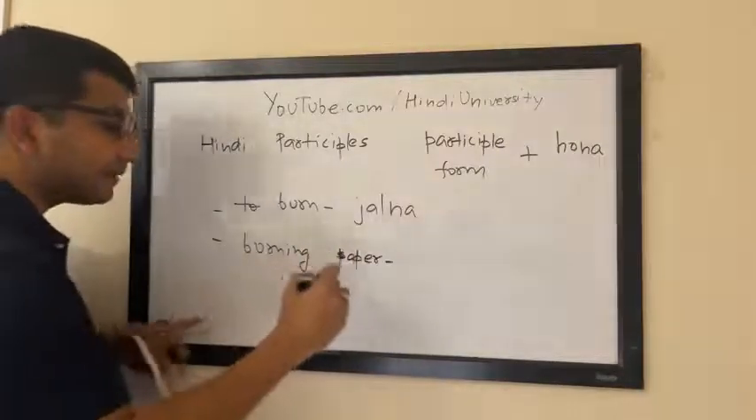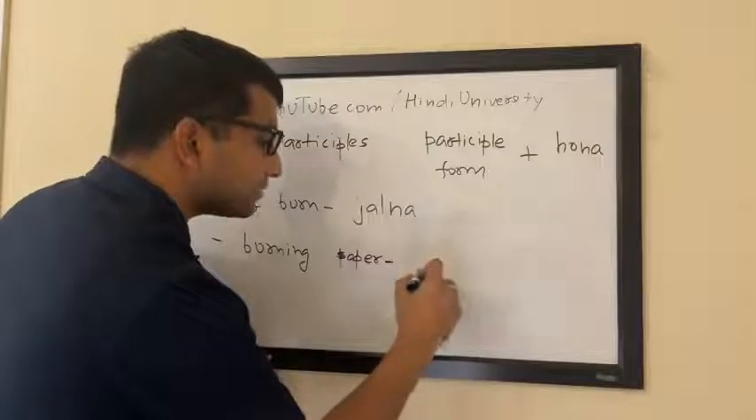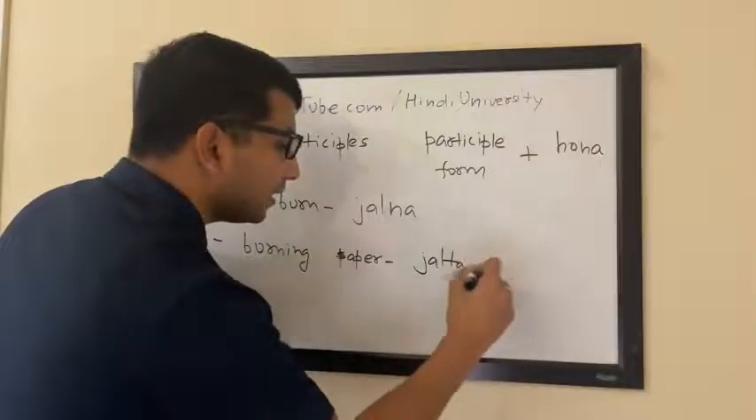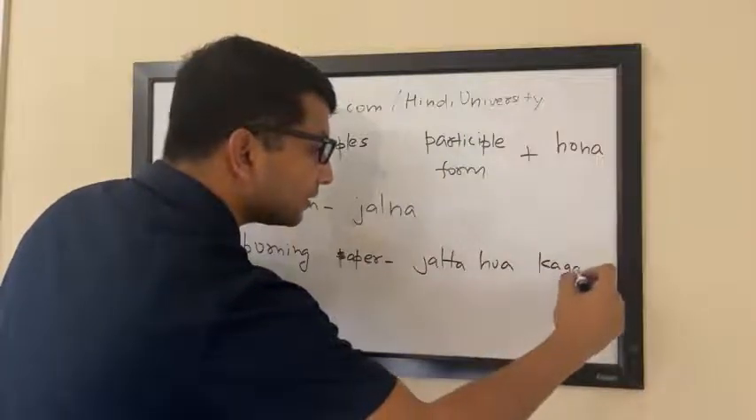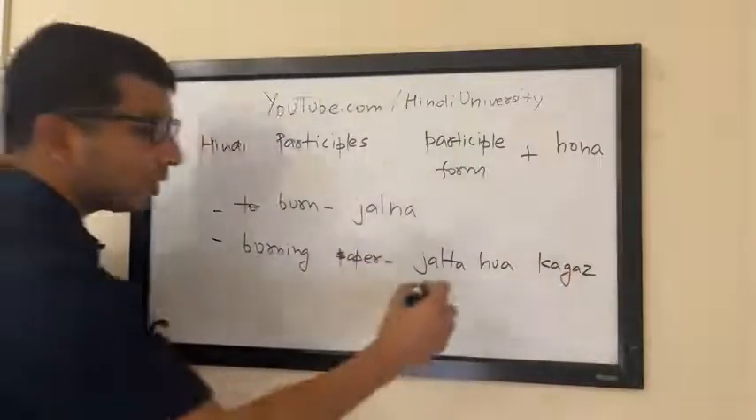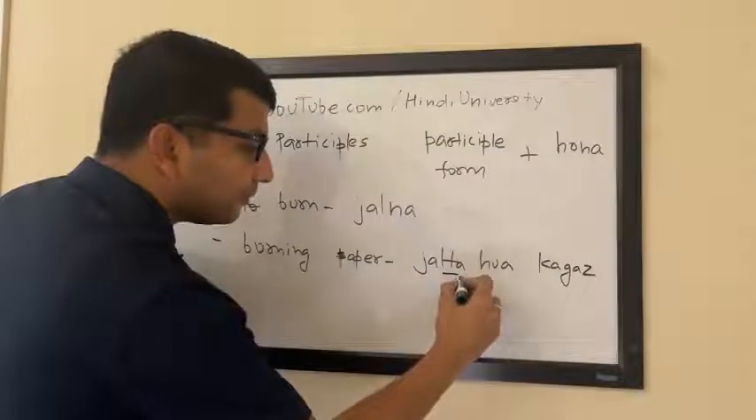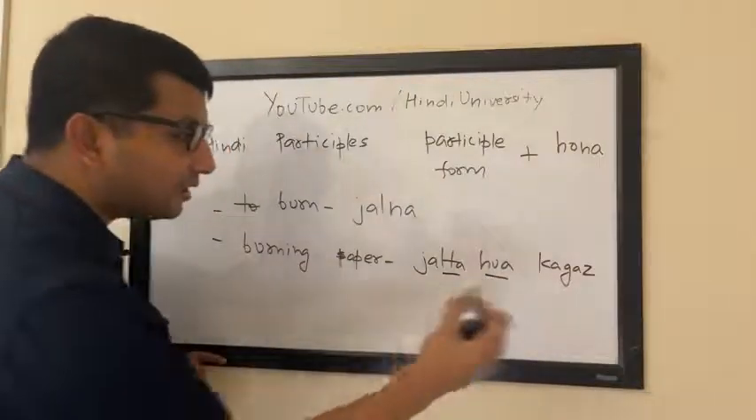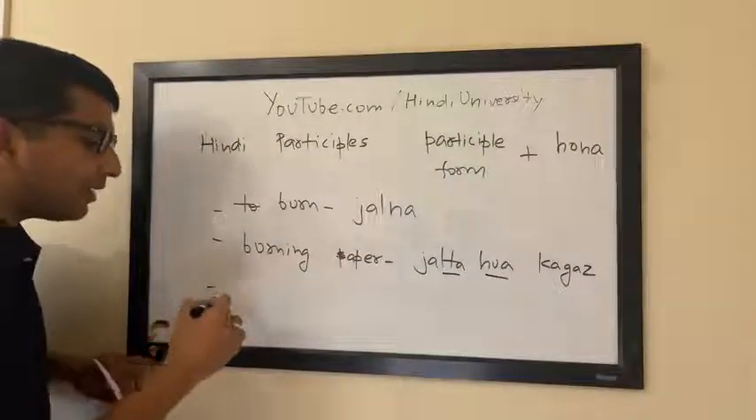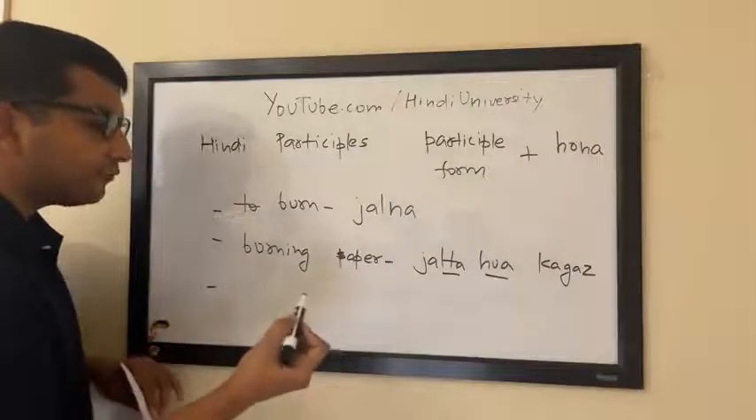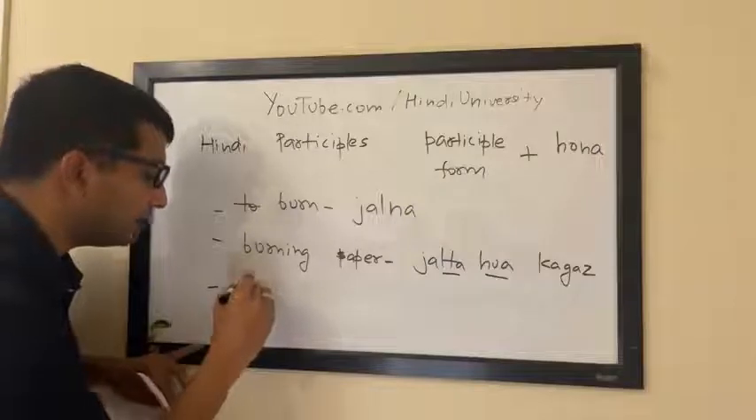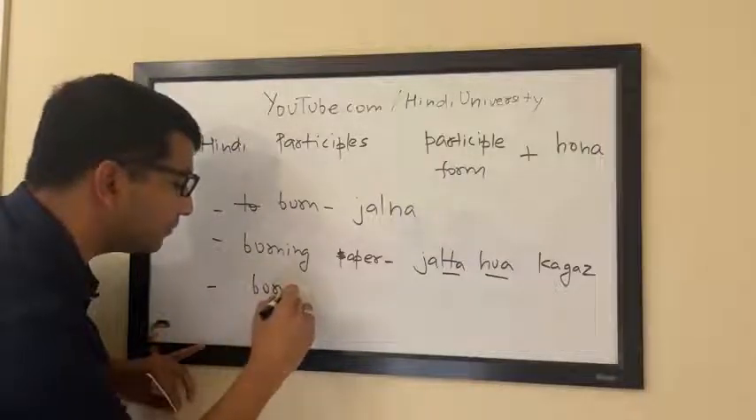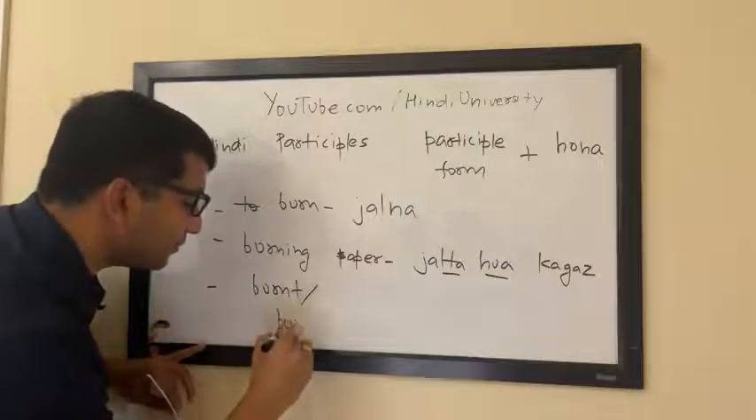that is still imperfective, and we will say jalta hua paper or jalta hua kagaz. Jalta hua kagaz. So you change it to the imperfective form, after that the form of hona, jalta hua kagaz. But what if we want to use a perfective form and we want to say the paper that is already burned? The example was burnt. Sometimes you write burned paper as well.